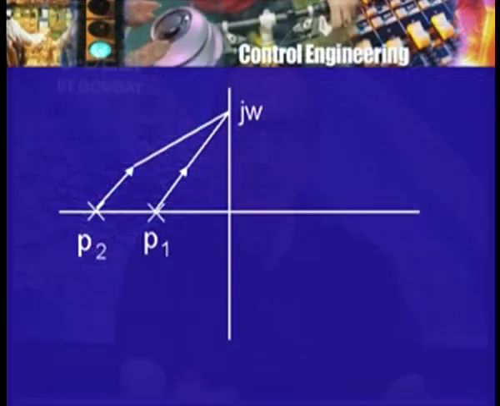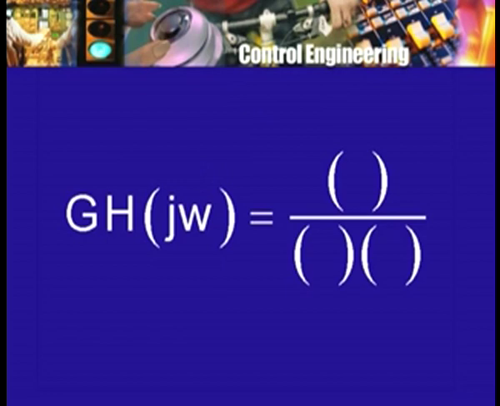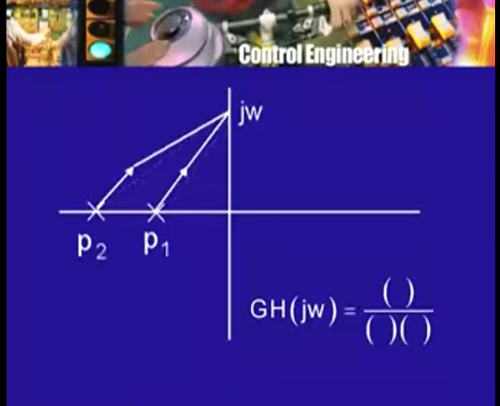Once again, we draw the vector from the pole to the point j omega, from the other pole to the point j omega, and what we have is then GH of j omega will be the complex number, which will be some number in the numerator divided by the product of two complex numbers in the denominator. What are these two complex numbers? They are the complex numbers corresponding to these two vectors drawn from the poles to the j omega point.